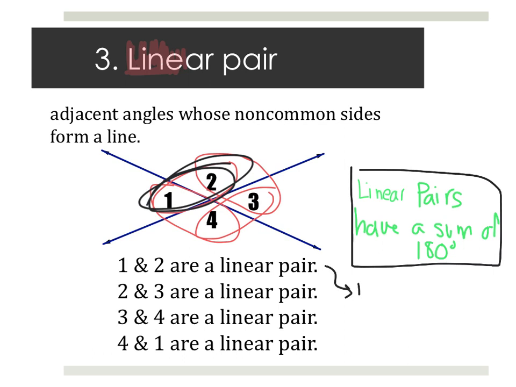So how we would write this, if angle 1 and angle 2 are a linear pair, that would mean the measure of angle 1 plus the measure of angle 2 is 180. Over here, measure of angle 2 plus the measure of angle 3 equals 180. And then the same could be said for 3 and 4 and 4 and 1.